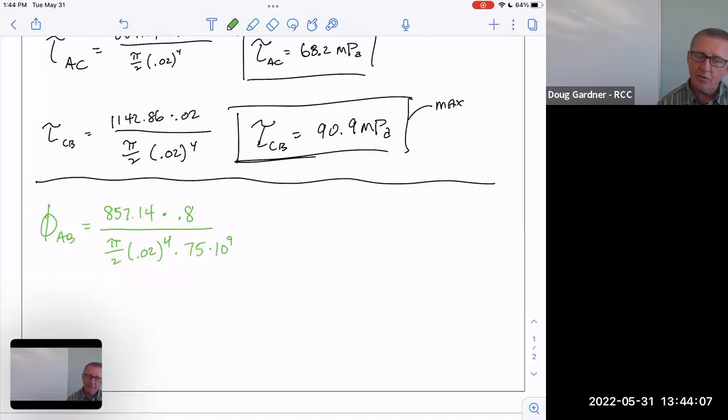So I've got 857 Newton meters times 0.8 meters, 0.02 meters to the fourth, and then I've got newtons per square meter for that 75. Punch all that in. I don't know the answer to this because I didn't do it ahead. 857 times 0.8 divided by 5 times 2 divided by 0.02 raised to the fourth divided by 75 divided by 10 raised to the 9th. I got 0.0364.